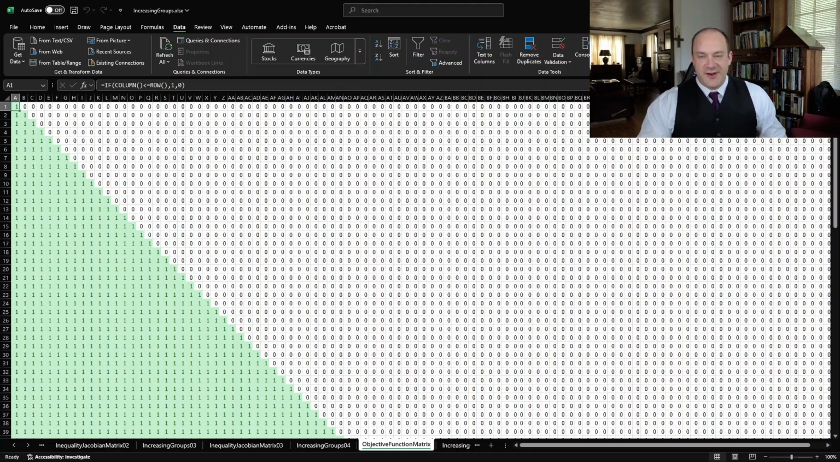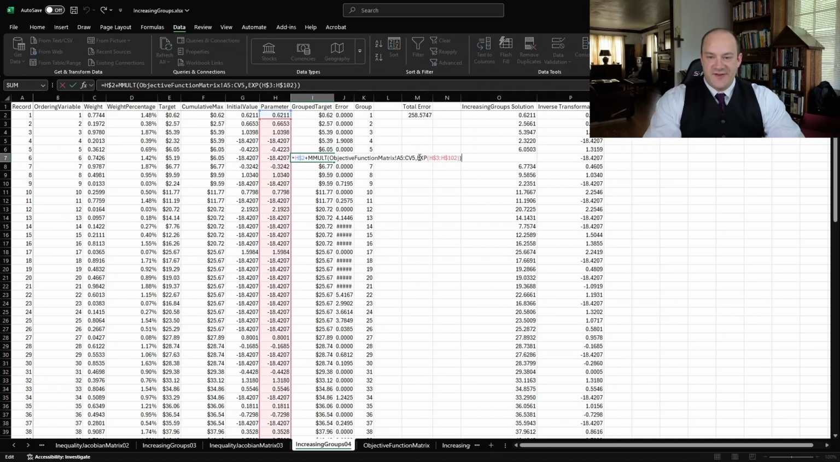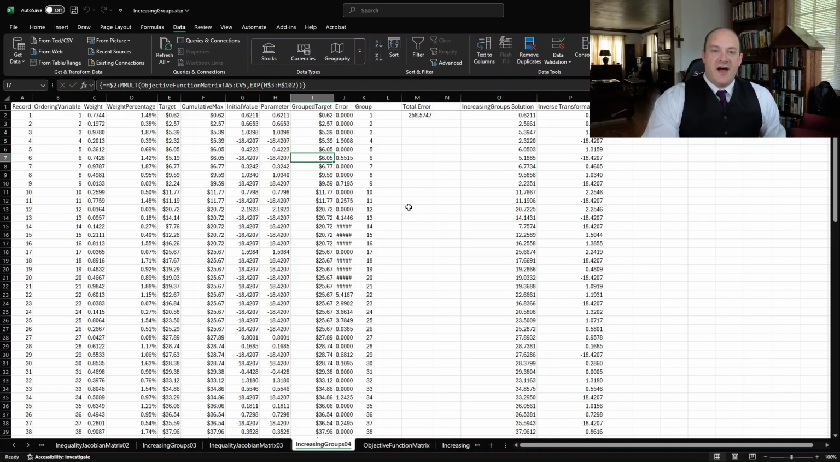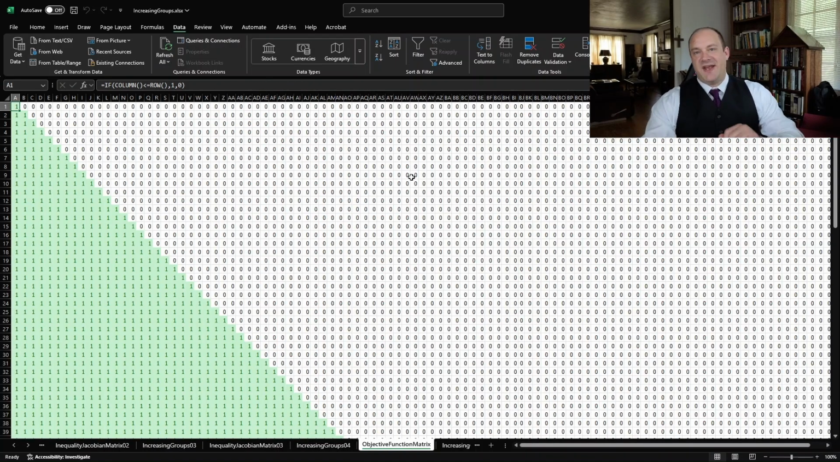All right, so how do you represent adding up a bunch of stuff? Well, the way you do that is you exponentiate. You can see we've got the exp function here in Excel. That's exponentiating stuff. What are we exponentiating? All the stuff here in column H. And then what are we doing? We're multiplying it by a matrix. What matrix? This matrix.